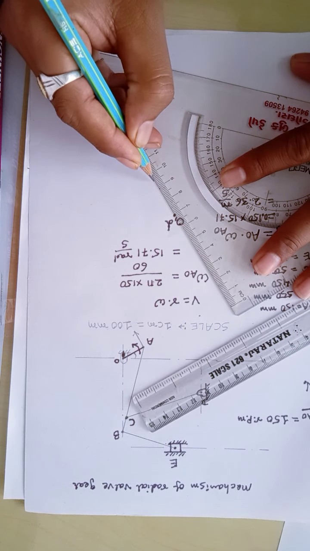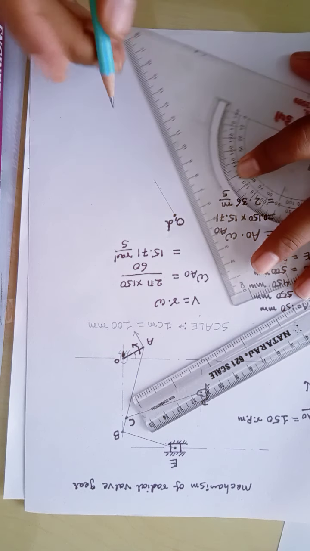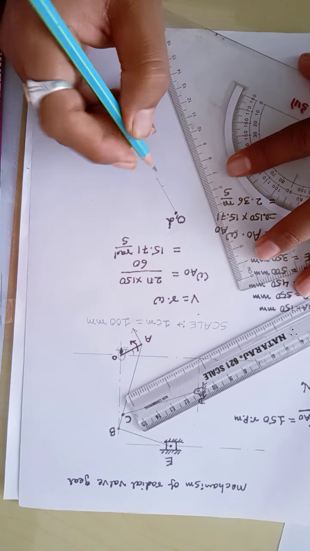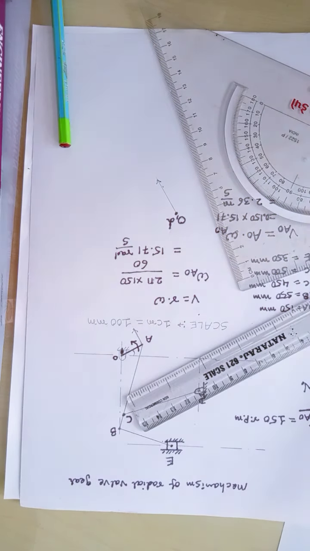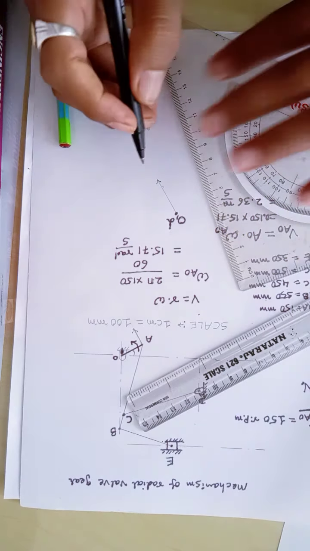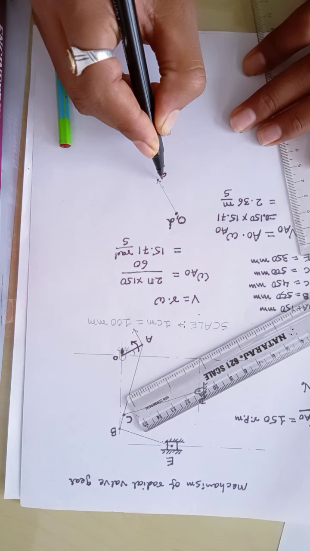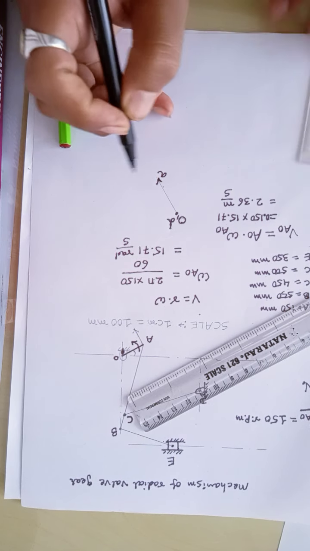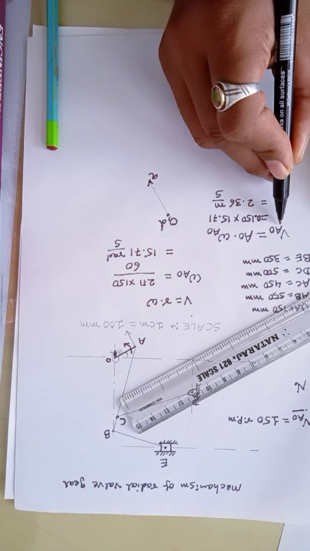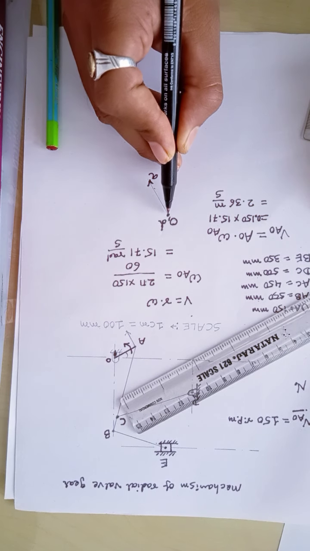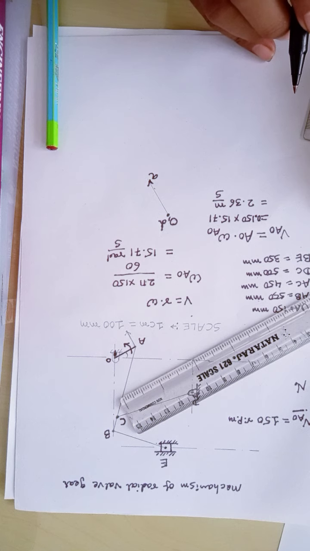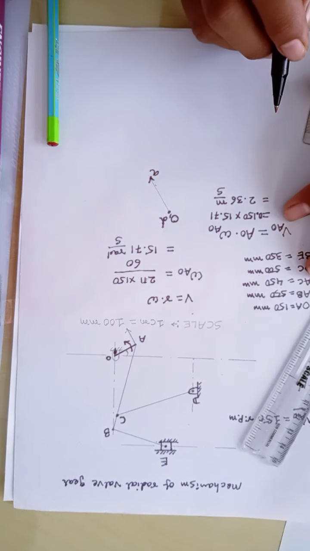So here the name which is to be given is A. So the head is pointing towards A. That's why it is called velocity of A with respect to O. Now it is with respect to O, so tail will be at O. So velocity of A is now known to us.